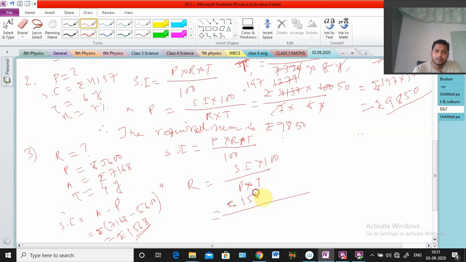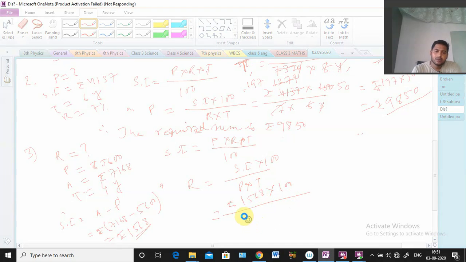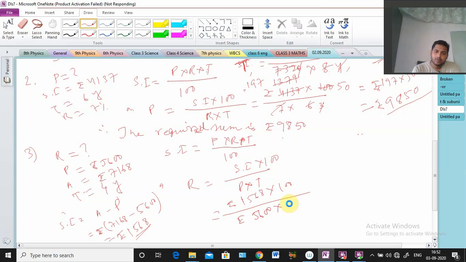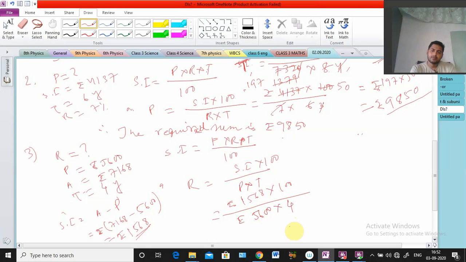1568 into 100, and principal rupees 5600 into time 4 years. Clear? Now do cancellation. Here 2020 will be cancelled. Okay, next.